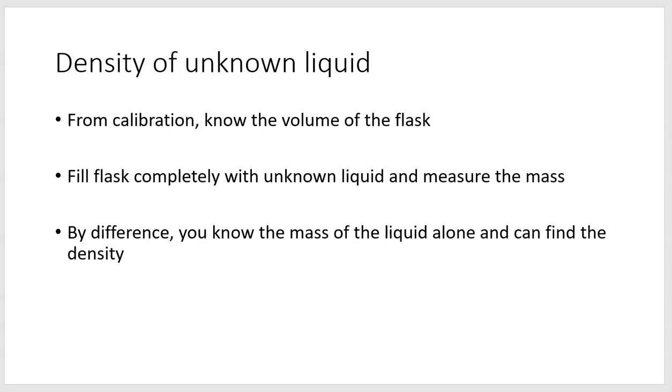The last measurement of density is density of an unknown liquid. So from the calibration, we know the volume of the flask. We're going to fill the flask completely with the unknown liquid and measure the mass. By difference, you get the mass of the liquid alone, and you can get the density. So that's sort of simple.